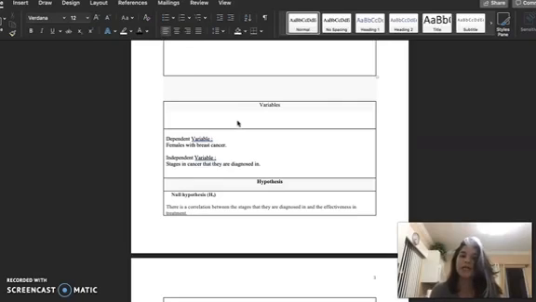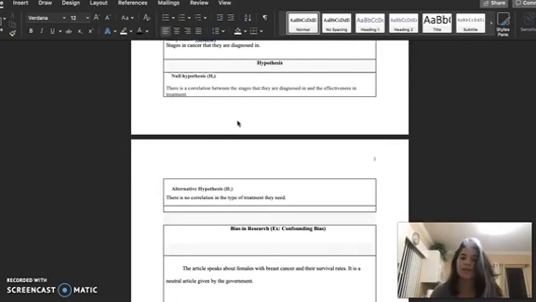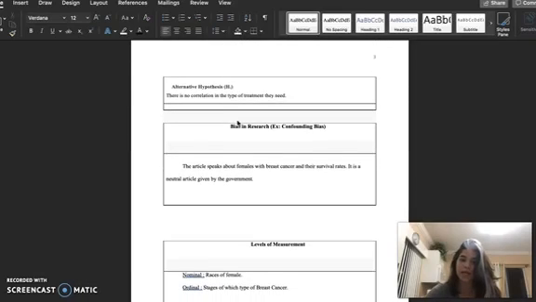My variables. My dependent variable is females with breast cancer. My independent variable is the stages in which cancer is diagnosed, so it's stage 1, stage 2, stage 3, and stage 4. My hypothesis. My null hypothesis is that there is a correlation between the stages they are diagnosed in and the effectiveness of treatment. My alternative hypothesis is that there is no correlation in the type of treatment they need.